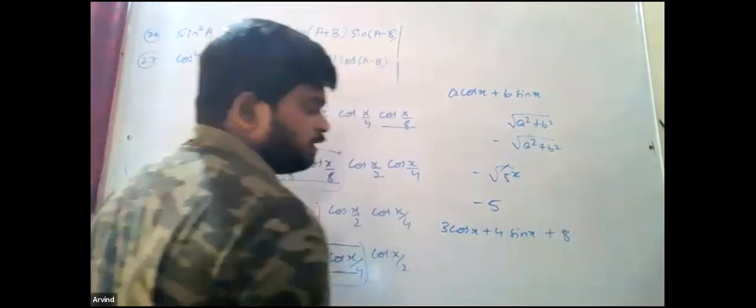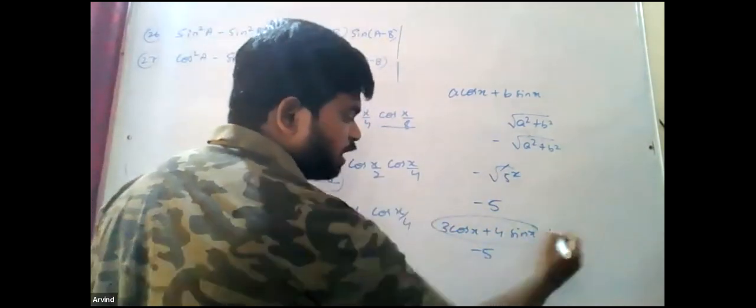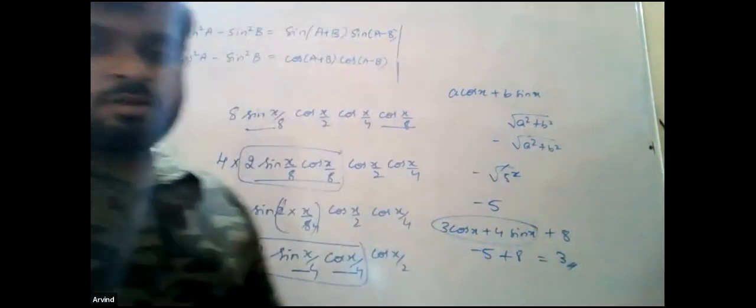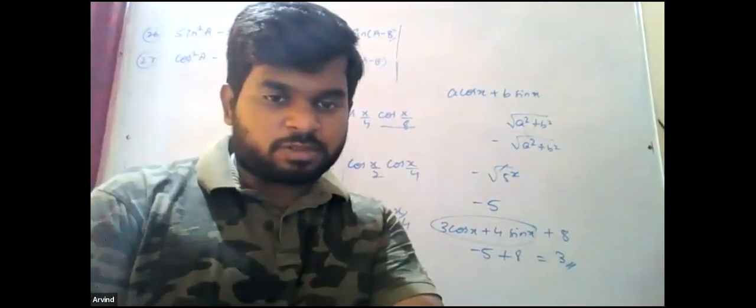But along with that there is an 8, right? Its minimum value is minus 5, and along with that there is 8. Minus 5 plus 8 is 3. So yesterday I had given the formula for this also, you can try it. Let's go to the next one.